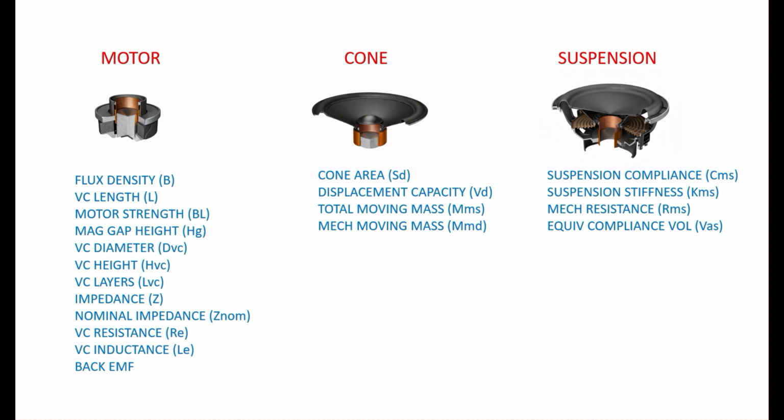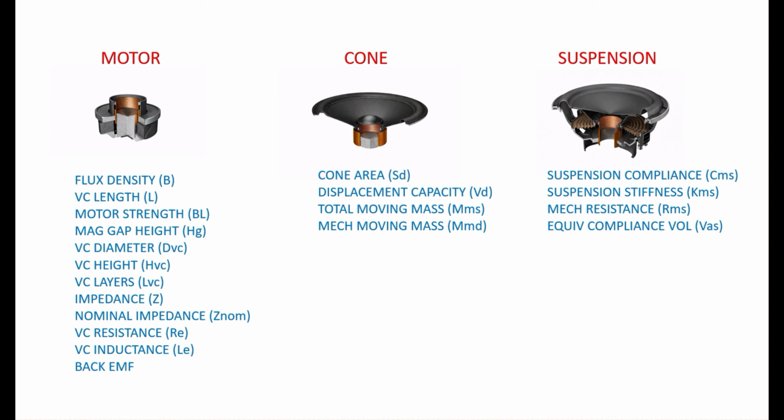Okay, well, so far we've covered a fair bit of ground, and we've been looking at the speaker specifications or parameters relating to different components of the speaker. So, the motor, we looked at things like the voice coil dimensions, the height, the layers, the magnetic gap, and how much voice coil is in the magnetic gap, and flux densities, and all of that type of thing. We then looked at the cone, about its area, its displacement, what the moving mass was, and then of course the suspension, its compliance, its stiffness, its mechanical resistance, what the air spring and what VAS meant.